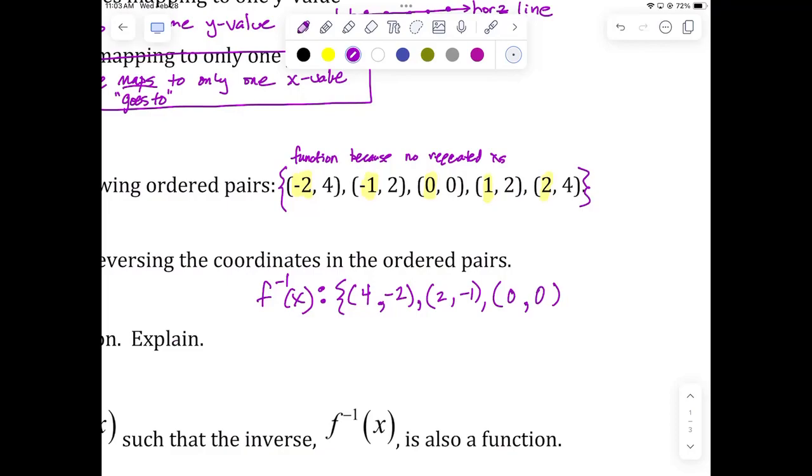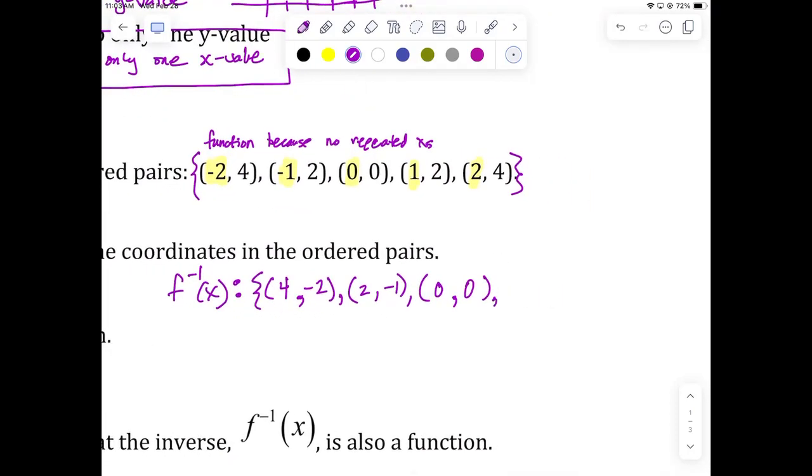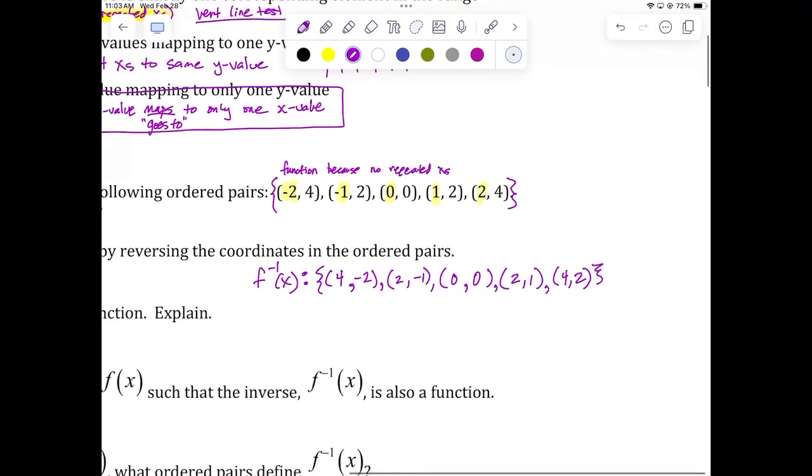It becomes 0, 0. Right, it stays the same. What about the point 1, 2? It becomes what? 2, 1. And what about the point 2, 4? 4 comma 2. Yeah. This is the inverse.